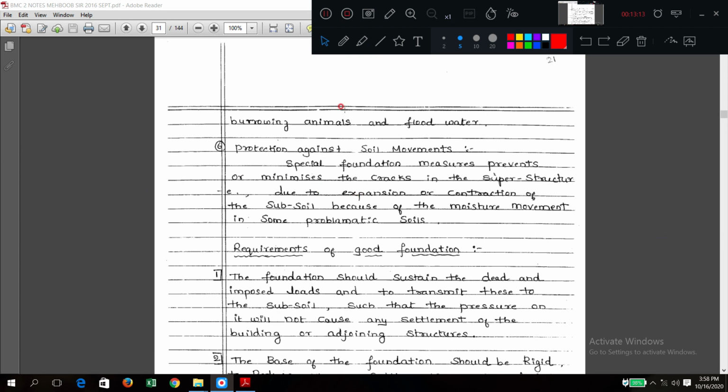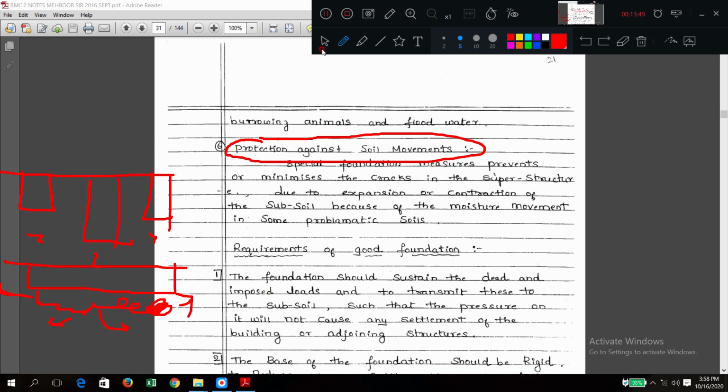Next is protection against soil movement. Protection means the soil is not going to settle uniformly. Here one settlement, here a second. Like this, it will not settle uniformly. So by providing a foundation, whatever soil is there will be under uniform action. So that is why we have protection against soil movements. Soil movement will not be here like this, or here like this. So it is uniform.